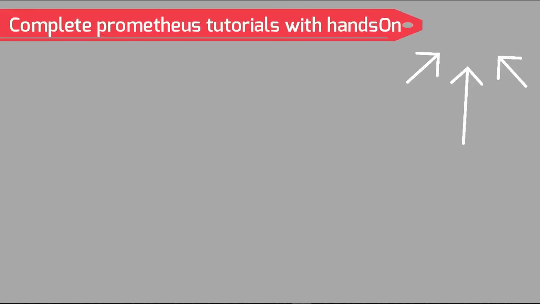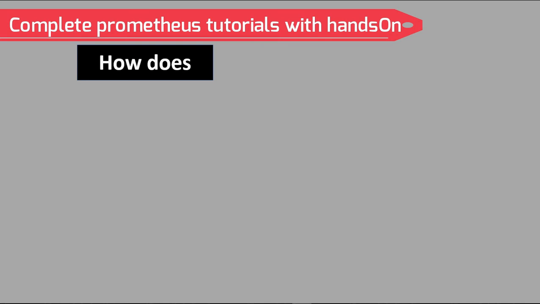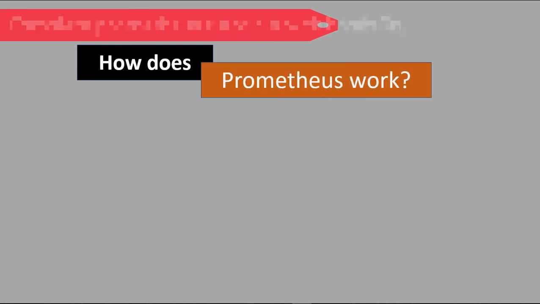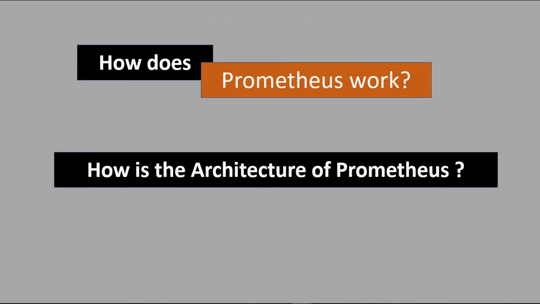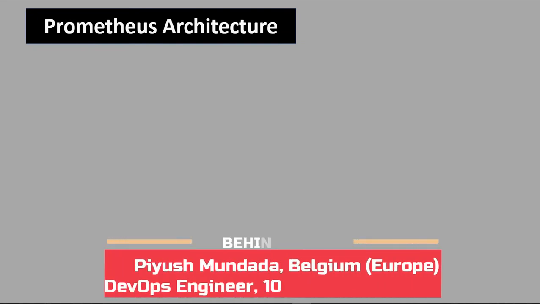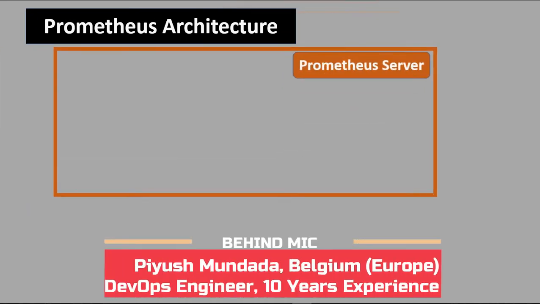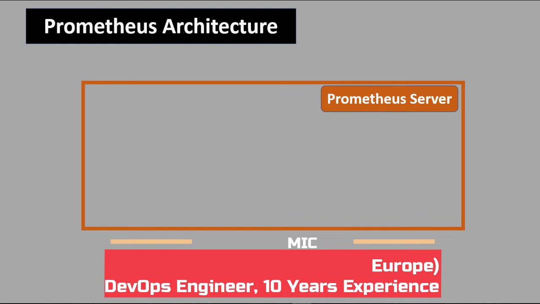As in the last video, we discussed why to use Prometheus. In this video, we will discuss how Prometheus works, or what the architecture of Prometheus is. The main component of the Prometheus architecture is the Prometheus server, which is made up of three parts.